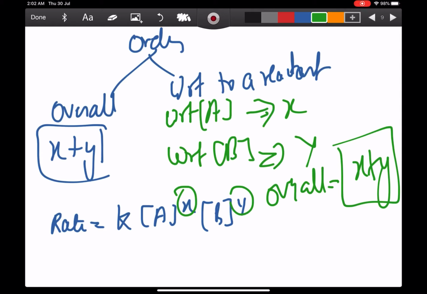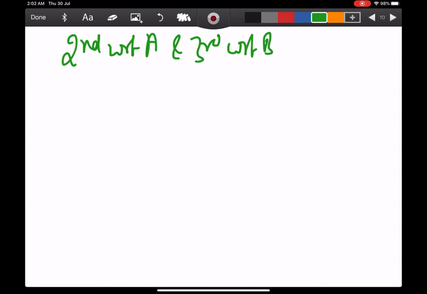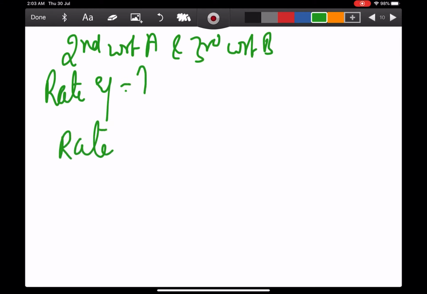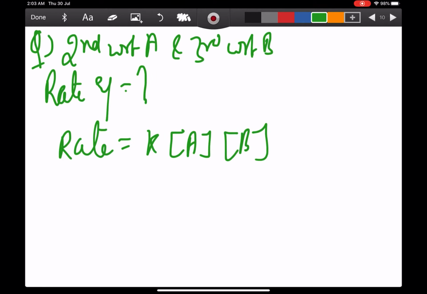On the basis of this, there are many questions as well. Suppose they have written in a question that the reaction follows second order with respect to A and third order with respect to B. Write the rate equation. So how would you write the rate equation? You would write that rate is equal to the rate constant times [A] [B]. This is the general form: the product of the concentrations of reactants times the rate constant.